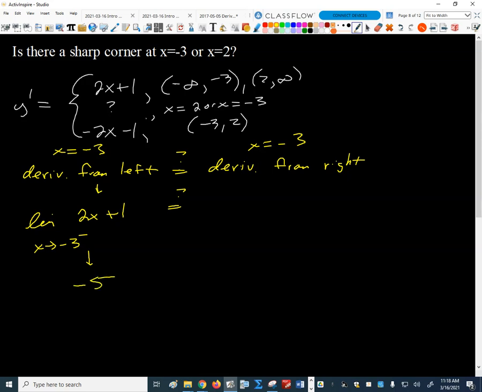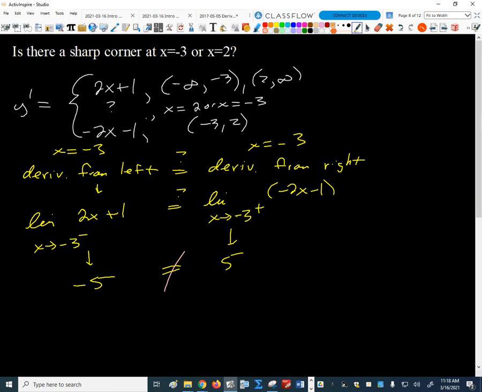I get -5. So the derivative from the right as x approaches -3 is going to be my limit as x approaches from the right. Well, that's between -3 and 2. I'm approaching from values between -3 and 2, so that's the bottom piece, taking the limit of -2x minus 1 as x approaches -3. And that gives me 6 minus 1, which is 5. Well, look, those are not equal, are they? So what's that mean? The derivative from the left is -5. The derivative from the right is 5 at -3.